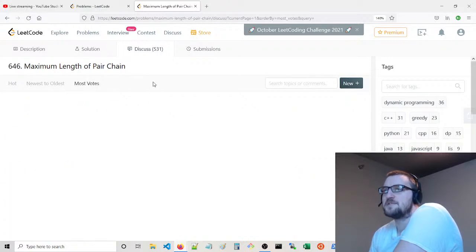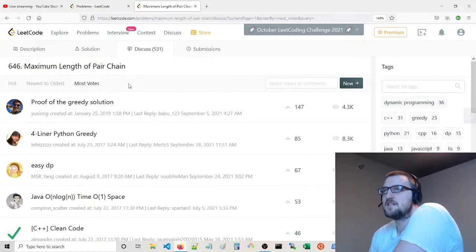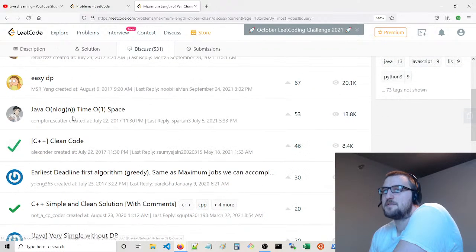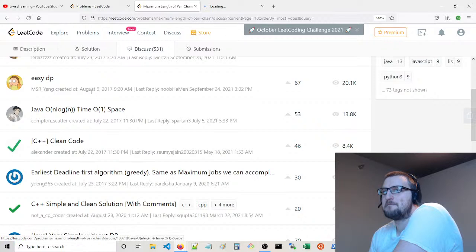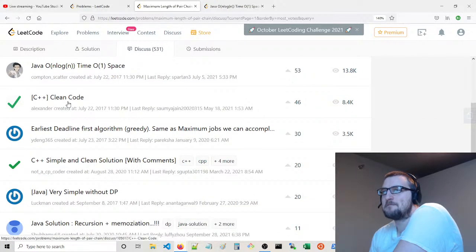You should want to go for the most votes. Those are usually the best. Proof of the greedy solution. Four-liner Python greedy. I'm annoyed. Java and n log n. Let's look at that one. Clean code. Earliest deadline first algorithm, greedy, same as maximum jobs we can accomplish.